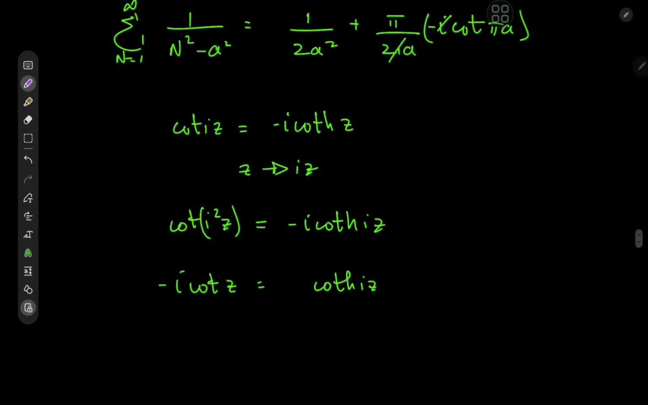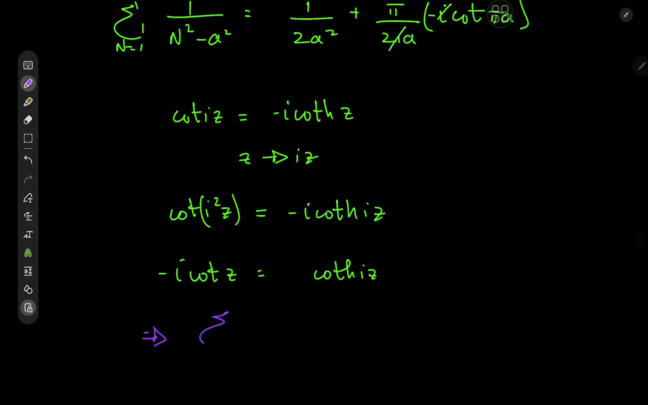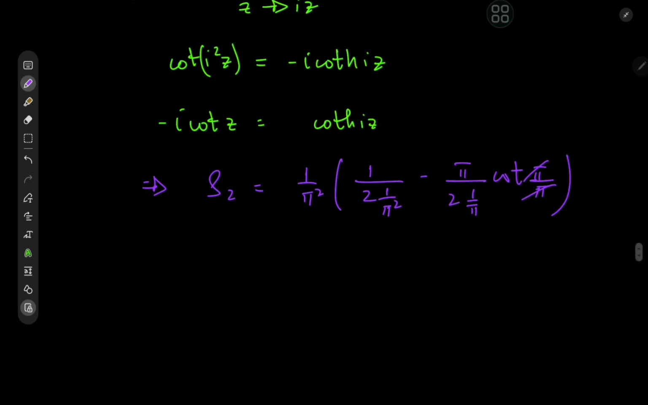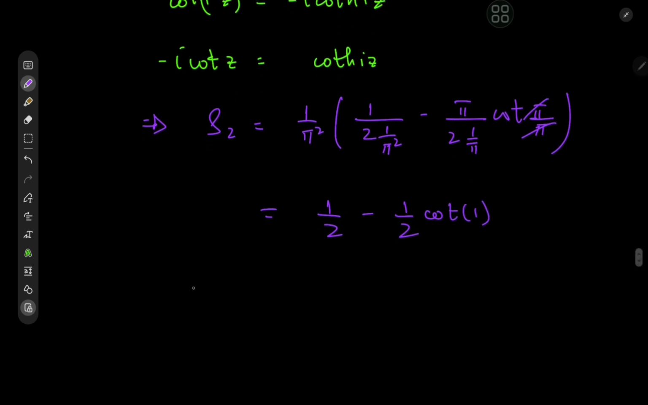So this implies that s sub 2 equals 1 by pi squared times 1 by 2a squared, a in this case being 1 by pi, well, a squared anyway, plus pi divided by 2 times 1 over pi, times the cotangent of pi divided by pi. Again, we have some cancellation and we're left with cotangent 1. So now we have, on expansion, 1/2 minus 1/2 of cotangent 1. And that's pretty much our final result for s sub 2.